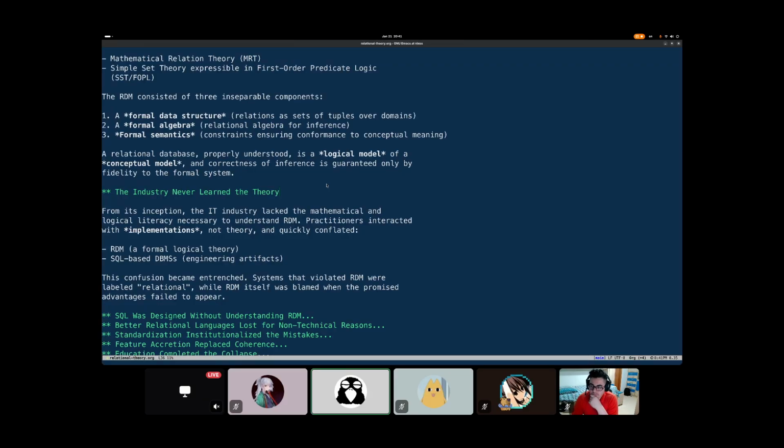The industry never really implemented the RDM properly. People came up with implementations of things, but not really a theoretically compliant one. So SQL basically was a disaster since the beginning.